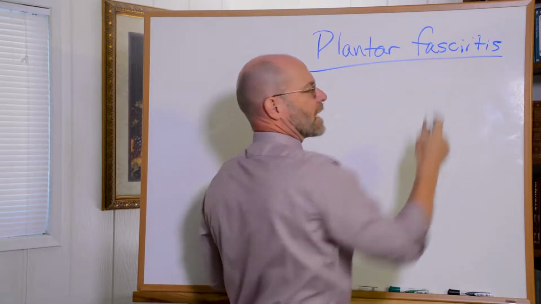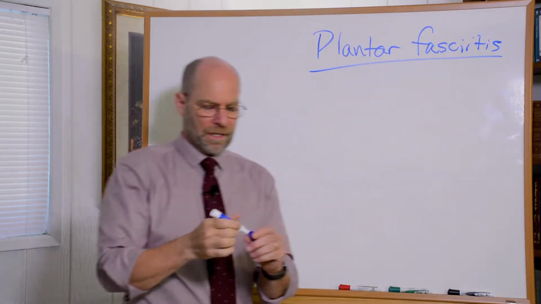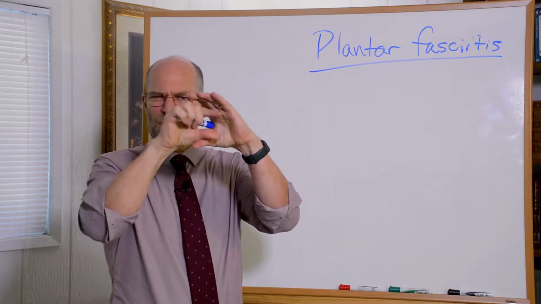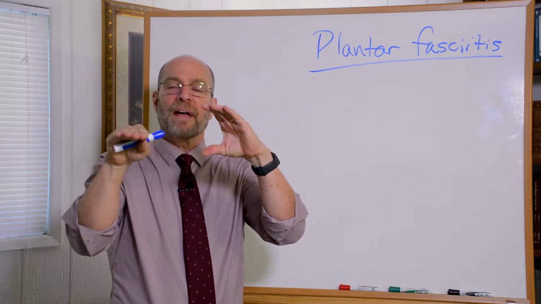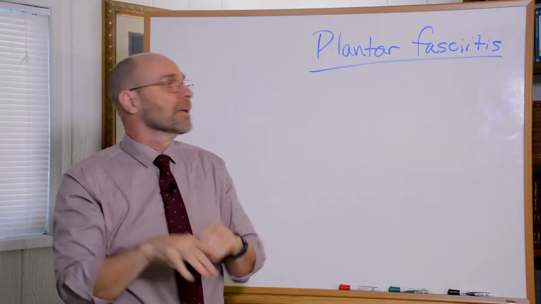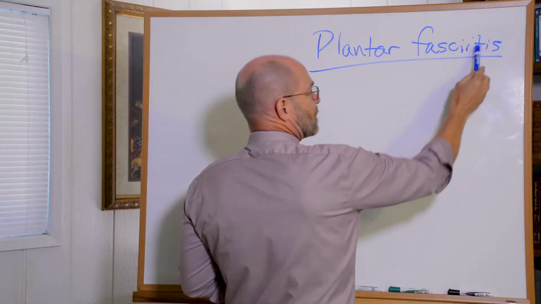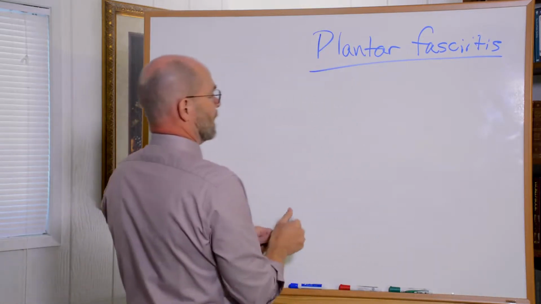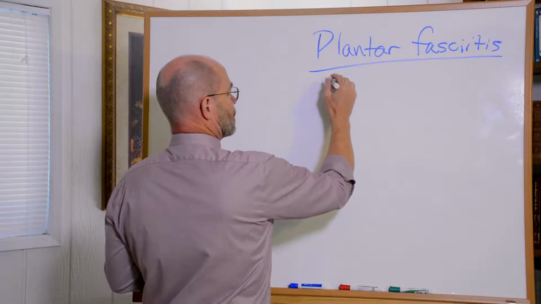Fasciitis, fascia is that connective tissue layer we have in between skin and muscle, or skin and bone. There's that connective tissue with all the stuff of the body. Fascia is one of those layers. It's a very thin layer. It's like canvas. It's very strong. And itis means inflammation.